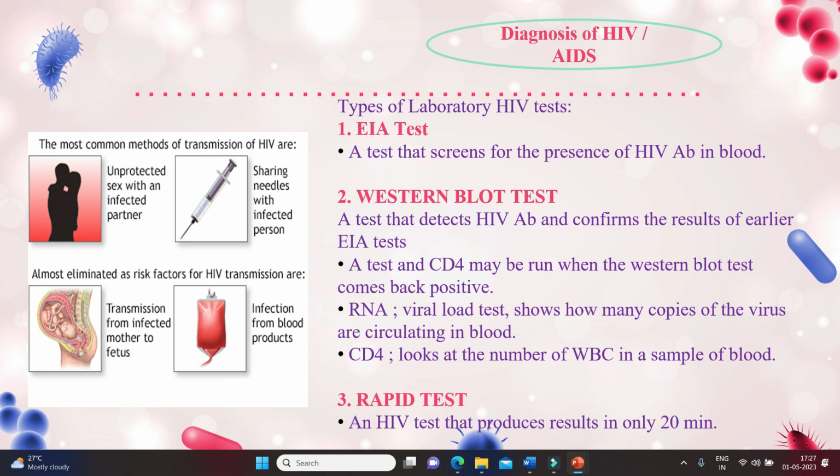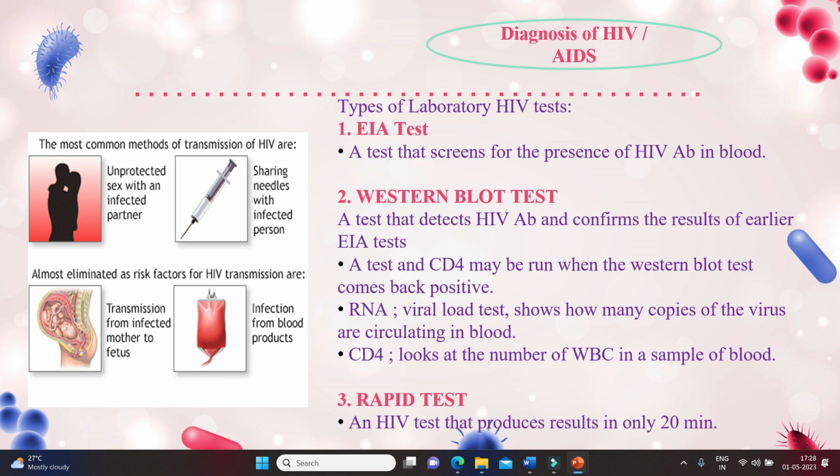The most common methods of transmission of HIV are unprotected sex, that is, sexually transmitted disease, HIV and AIDS as we know, and sharing needles with an infected person. Almost eliminated as risk factors for HIV transmission are transmission from an infected mother to fetus and infection from blood products.